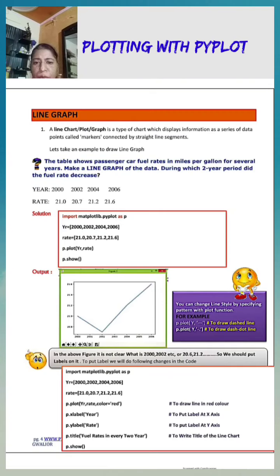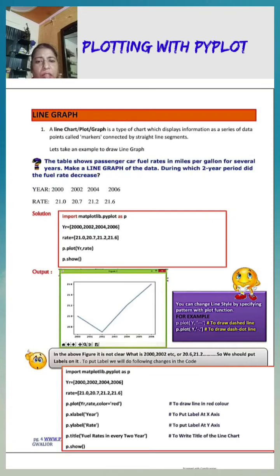First you have to import the library for making the line graph. First, import matplotlib.pyplot as p. This first line indicates that you are importing the pyplot module in our program. "As p" means you are using an alias, that is p, for matplotlib.pyplot.